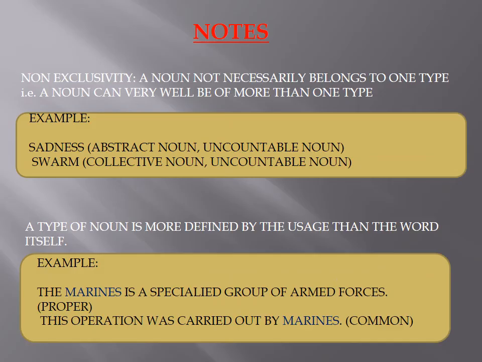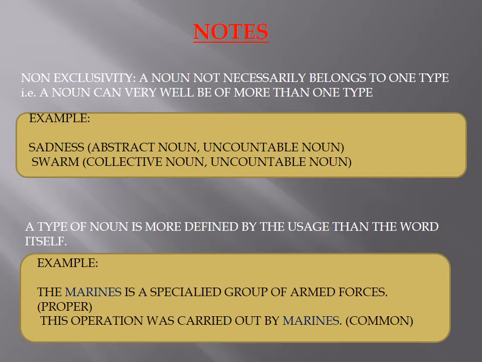Hence, we understand that a noun does not necessarily belong to one type. It can very well be of more than one type. For example, sadness is an abstract noun and it is uncountable as well. Swarm of bees: swarm is a collective noun and it is also uncountable. So a type of noun is more defined by the usage than the word itself.